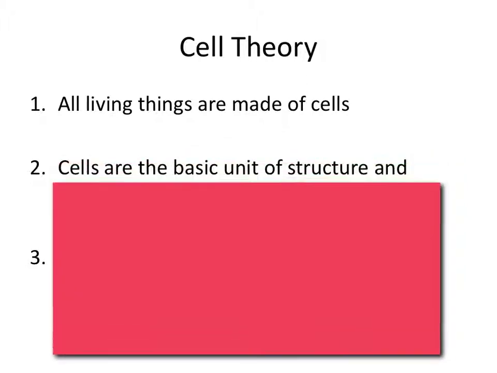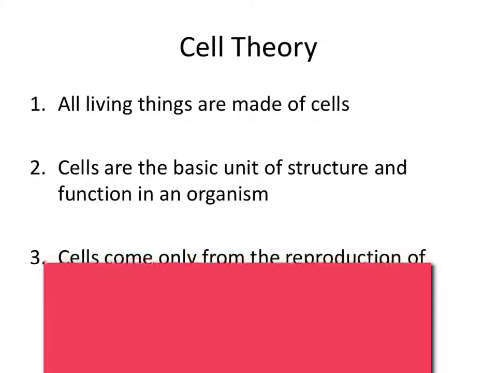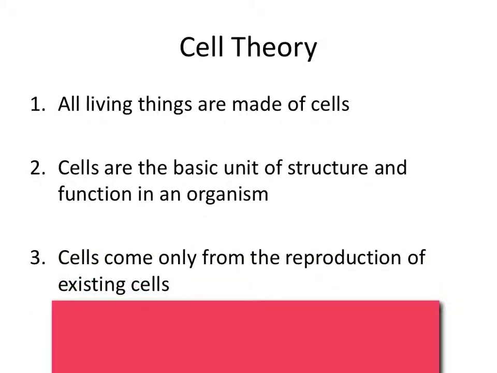The second part of the cell theory is that cells are the basic unit of structure and function in an organism. So things smaller than a cell don't really function as life itself. They can aid in life, but they're not considered alive. And three, cells come only from the reproduction of existing cells. Cells don't come from magic. They come from other cells.